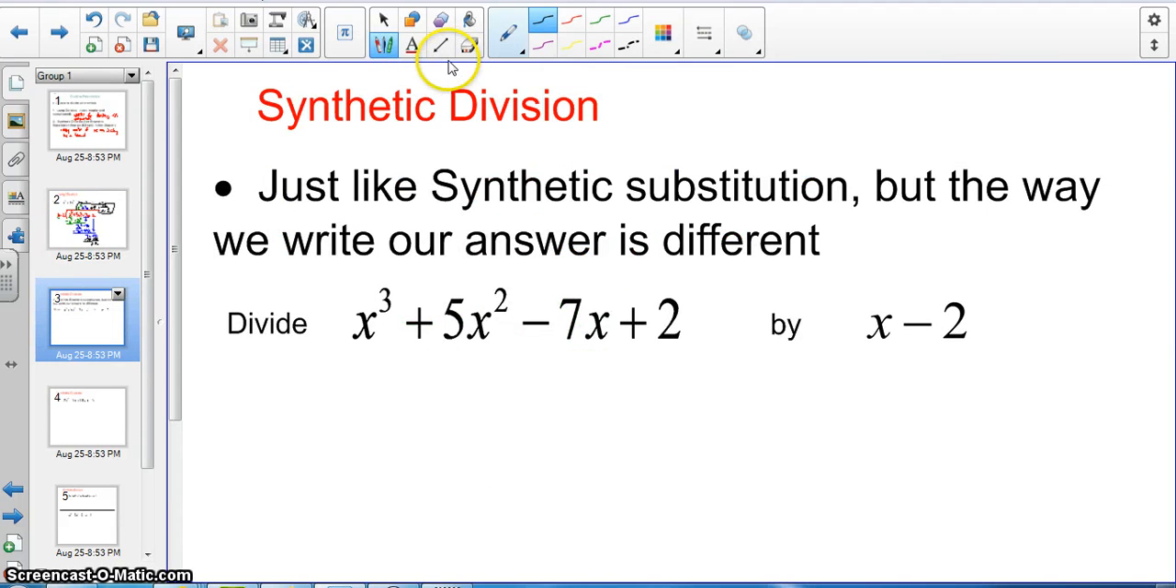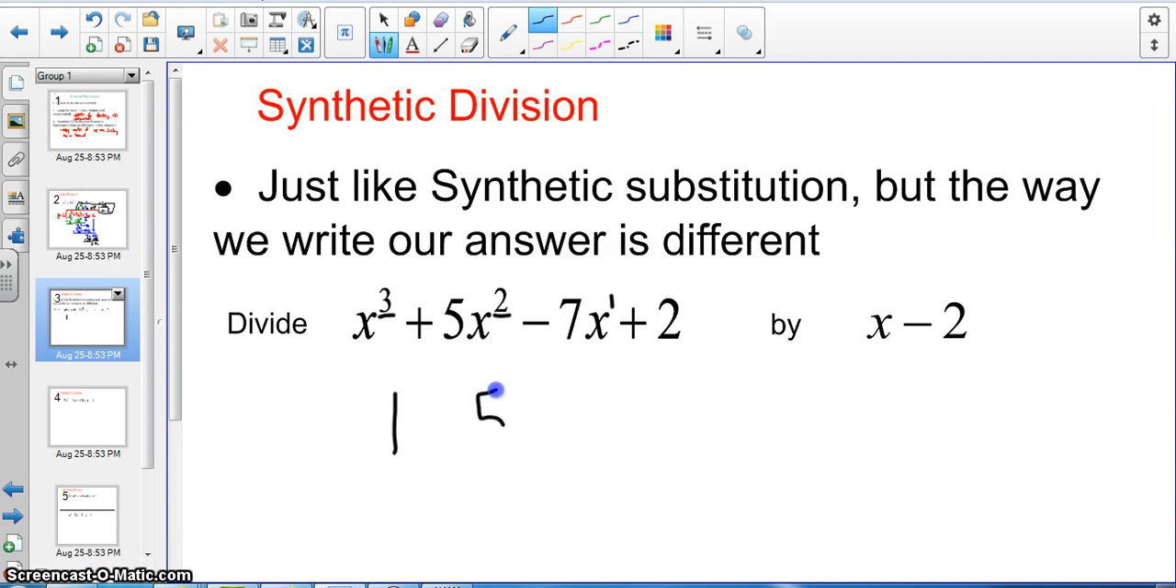Alright, this next one is synthetic division. Now we're going to do the exact same problem that we did in that last one. Okay, so I'm going to have x to the third plus 5x squared minus 7x plus 2. Now, just like synthetic substitution, do I have all of our terms? Well, if I start with my highest exponent, 3, 2, well, this is a 1, that's 0. So yes, I have them all.